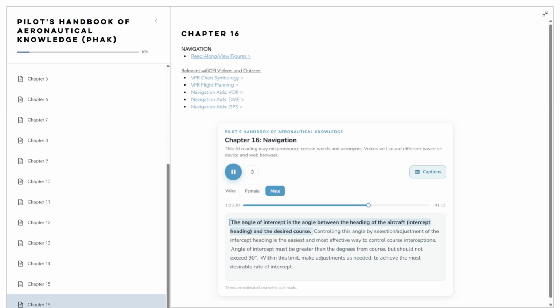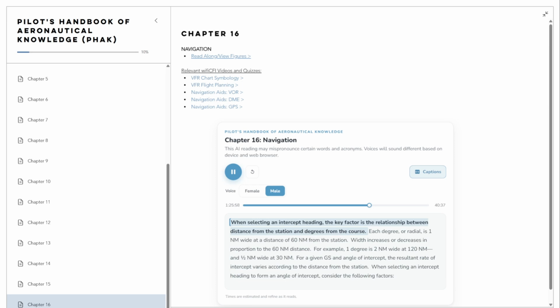Angle of intercept. The angle of intercept is the angle between the heading of the aircraft, intercept heading, and the desired course. Controlling this angle by selection, adjustment of the intercept heading is the easiest and most effective way to control course interceptions. Angle of intercept must be greater than the degrees from course, but should not exceed 90 degrees. Within this limit, make adjustments as needed to achieve the most desirable rate of intercept.